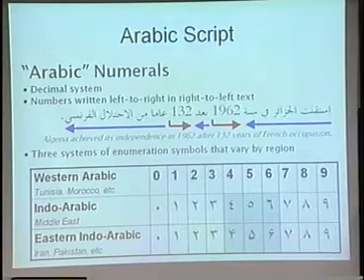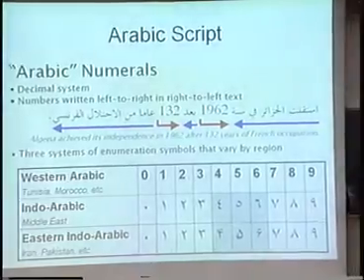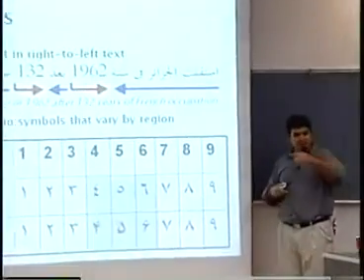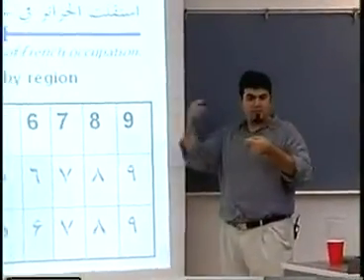And for the small numbers, Arabic happens to read them right to left. So you say 2 and 60. But for the big numbers, you actually also read them left to right. You start with 1,900, then 2 and 60.